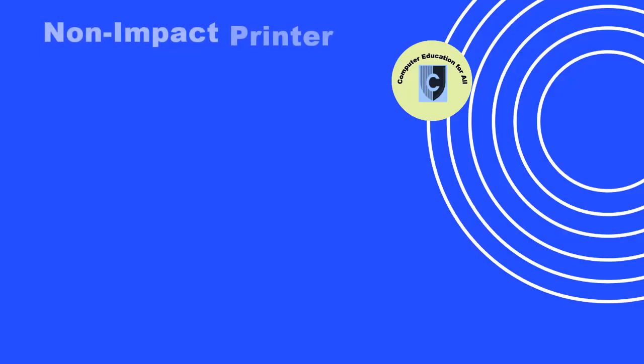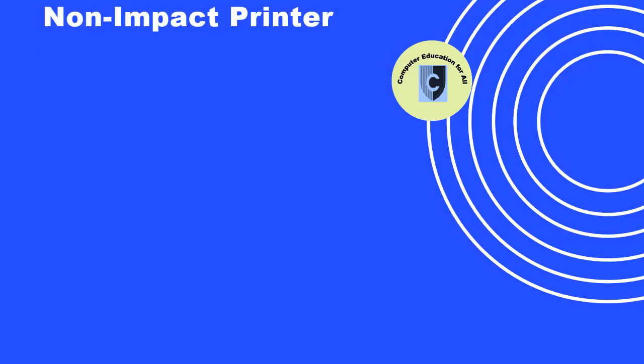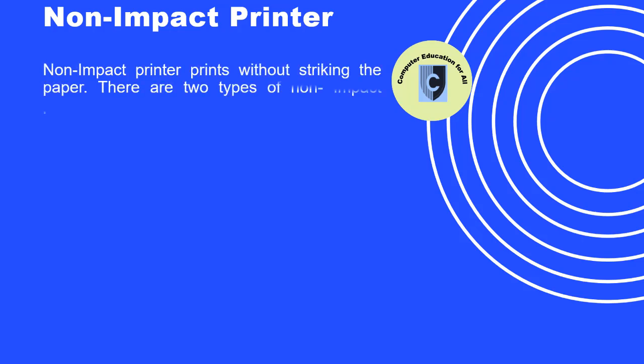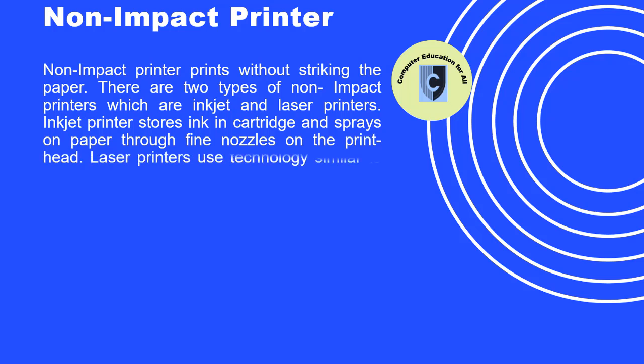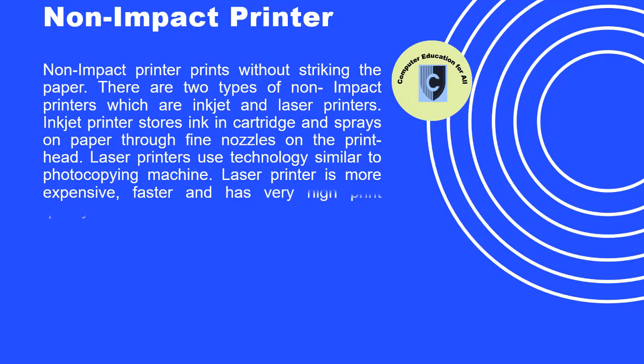Non-impact printer. Non-impact printer prints without striking the paper. There are two types of non-impact printers, which are inkjet and laser printers. Inkjet printer stores ink in a cartridge and sprays it on paper through fine nozzles on the print head. Laser printer uses technology similar to a photocopying machine.